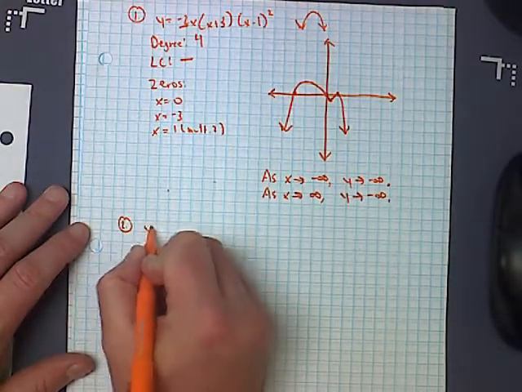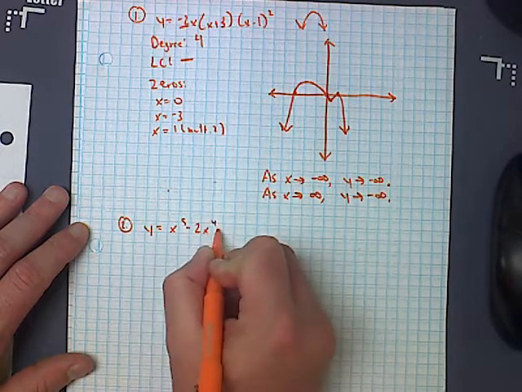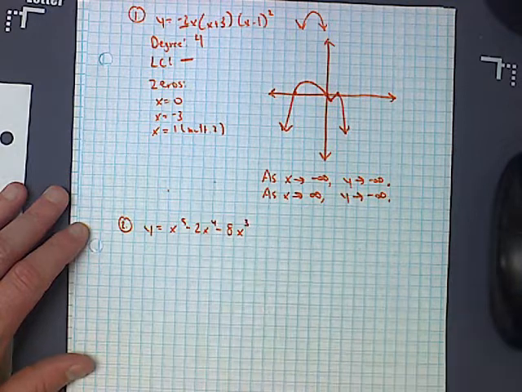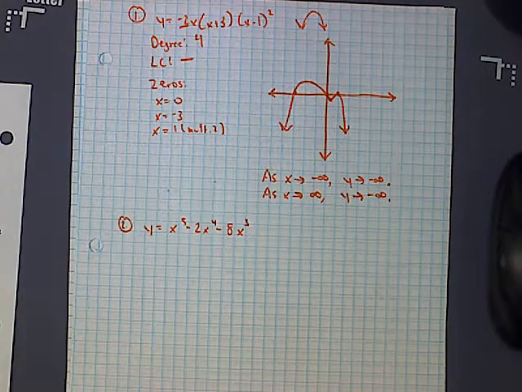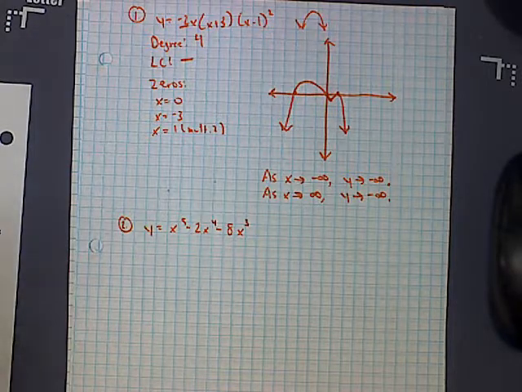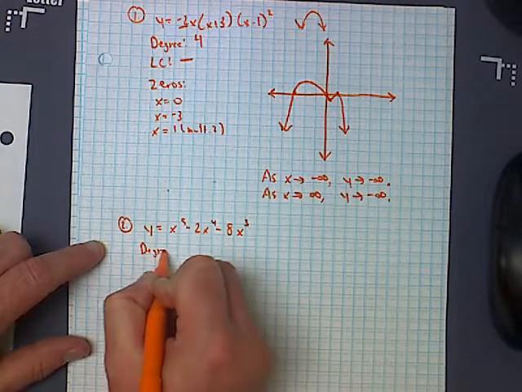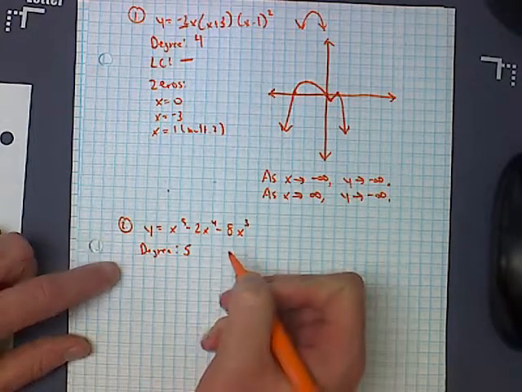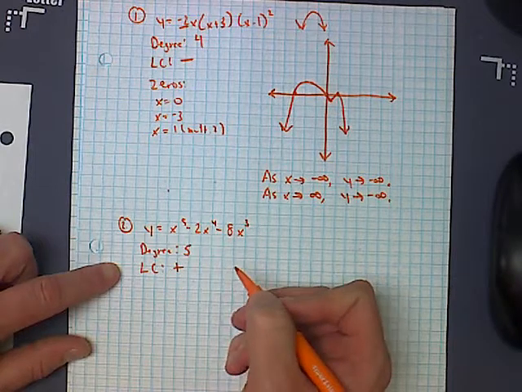Number 2, here's another example. y equals x to the 5th minus 2x to the 4th minus 8x cubed. This is in standard form. It's easy to determine the degree in standard form. You just look at the highest exponent. Degree is 5. My leading coefficient is a positive 1, so I put a positive sign.